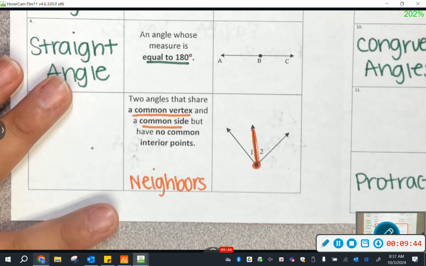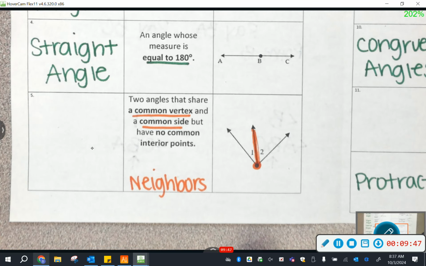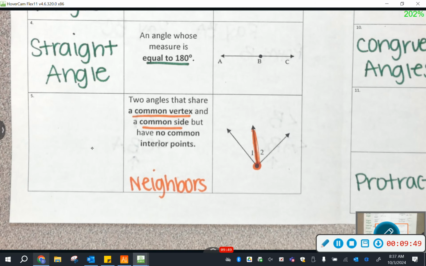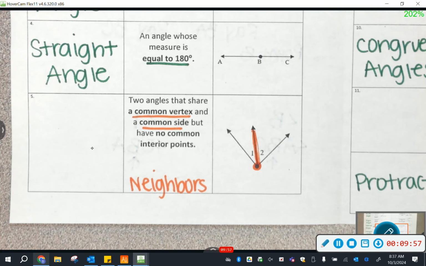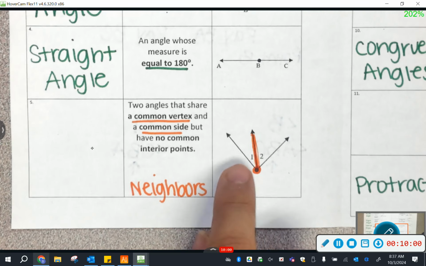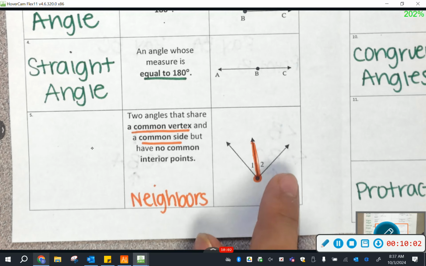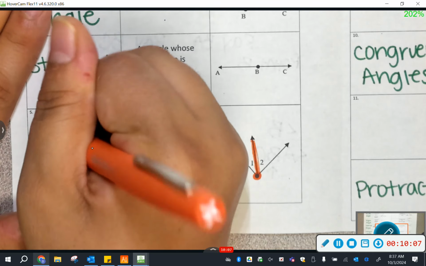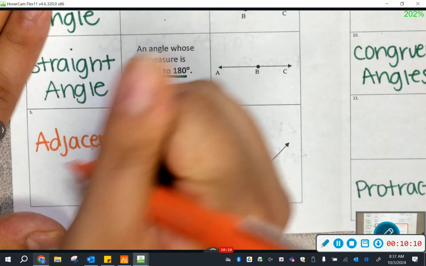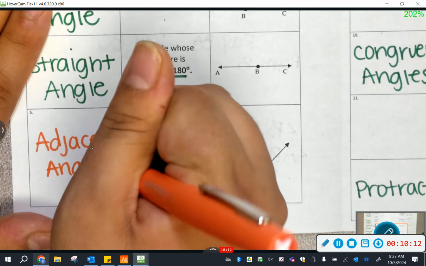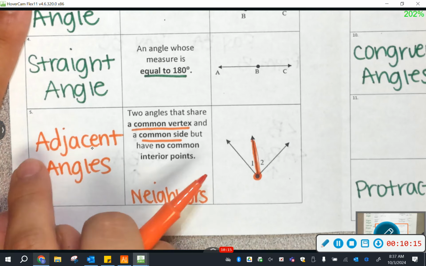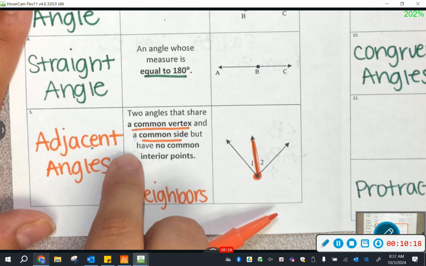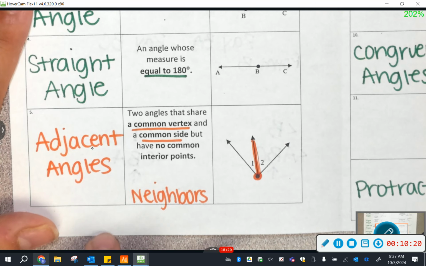Neighbors. Do you agree neighbors share a common fence? But they don't live in the same house. Or if you live in an apartment, do you agree you share a wall with your neighbor somewhere in your house, but y'all do not live in the same house? That is what these angles are. These angles are right next to each other. They're neighbors. They share a common endpoint. We call this adjacent angles. Can everybody say this word, adjacent? Everybody, adjacent.